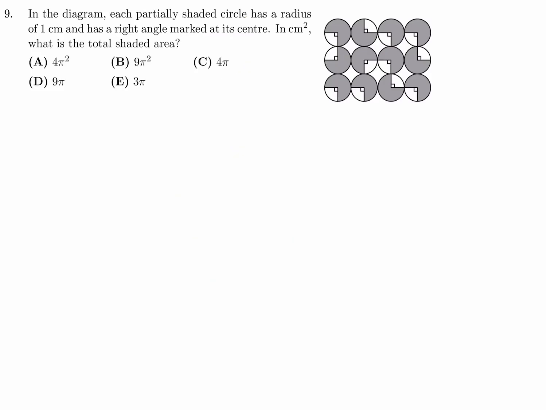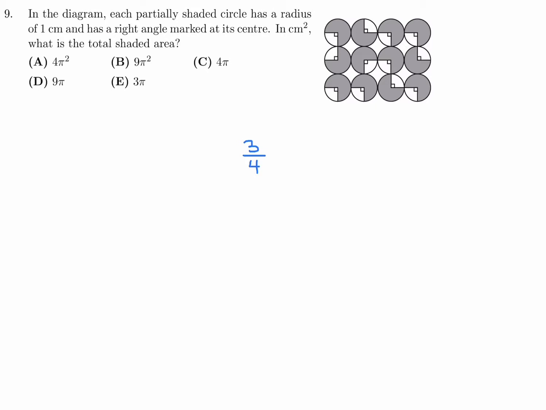In the diagram, each partially shaded circle has a radius of 1 centimeter and has a right angle marked at its center. What is the total shaded area in centimeters squared? Okay, well, first of all, how many circles are shaded? I think all of them are shaded, right? 1, 2, 3, 4, 5, 6, 7, 8, 9, 10, 11, 12. Yeah, 12. But in each one, only 3/4 of the circle is shaded, because that right angle means 90 degrees, which is 1/4. So if 1/4 of the circle is not shaded, 3/4 are shaded.